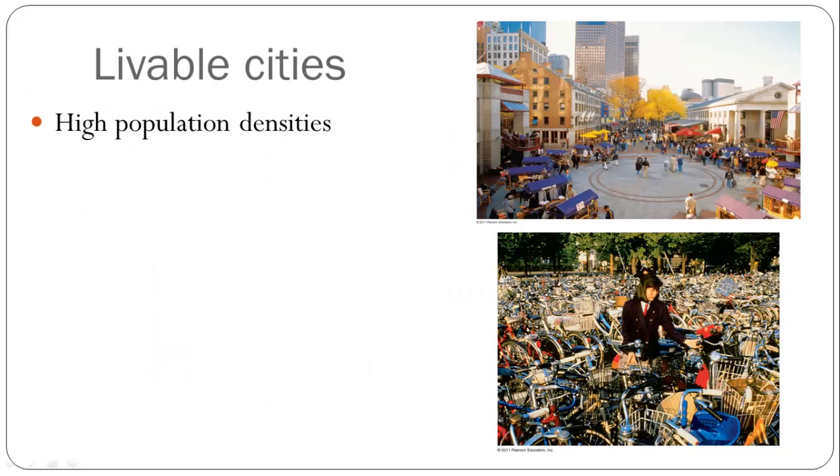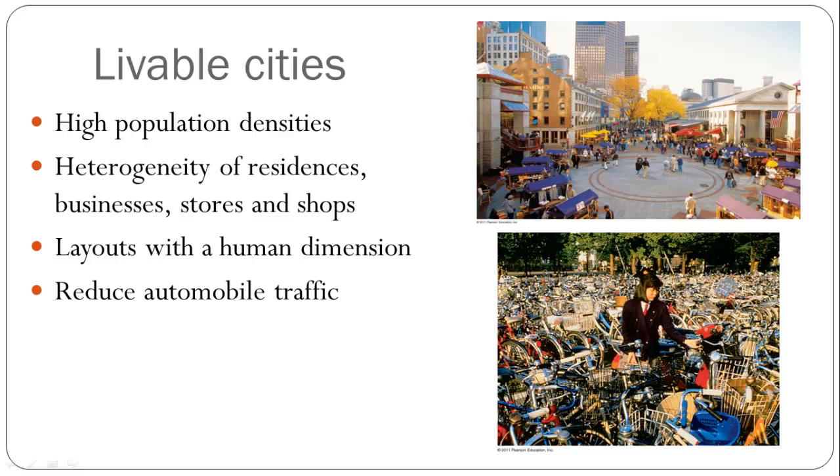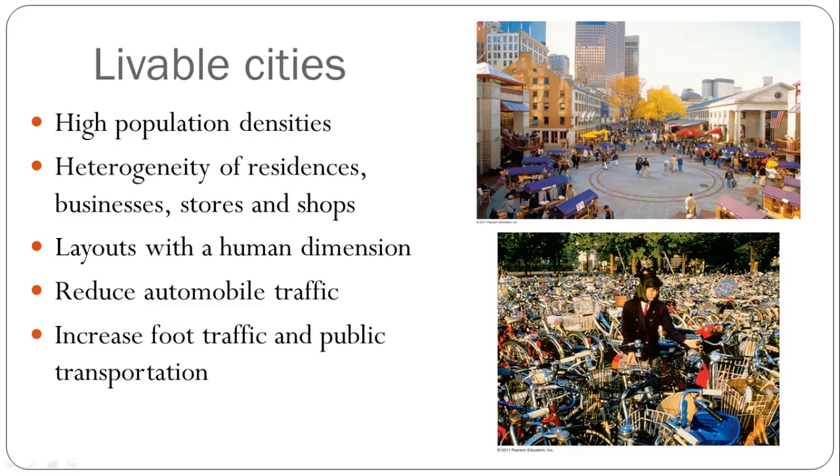So livable cities are ones that maintain these high population densities, but also have features which make them attractive to all types of incomes and people. They have a heterogeneity of residences, businesses, stores, and shops with a human dimension. So this marketplace here is a good center within a city, and provides places for people to walk and shop and naturally go and gather within the city. It has reduced automobile traffic and increased foot and public transportation traffic. Some areas like Tokyo and Japan are so densely populated that most people ride bikes when they need to go places, rather than cars.